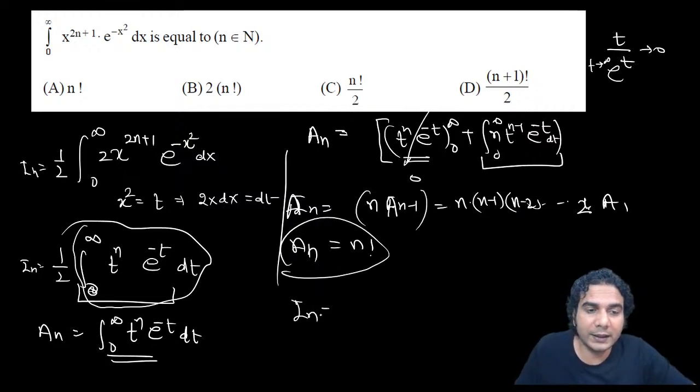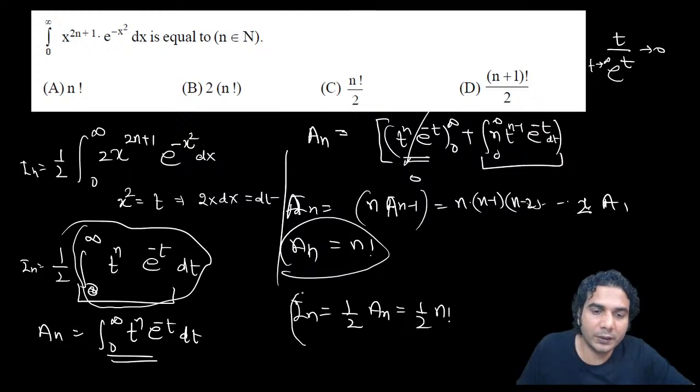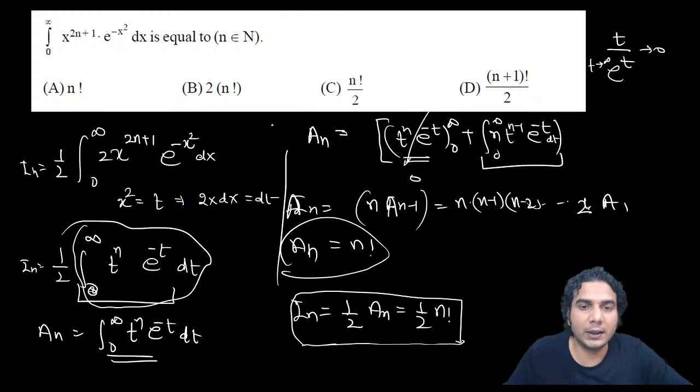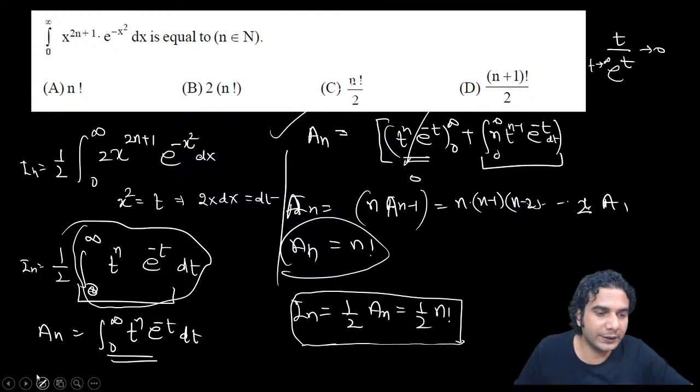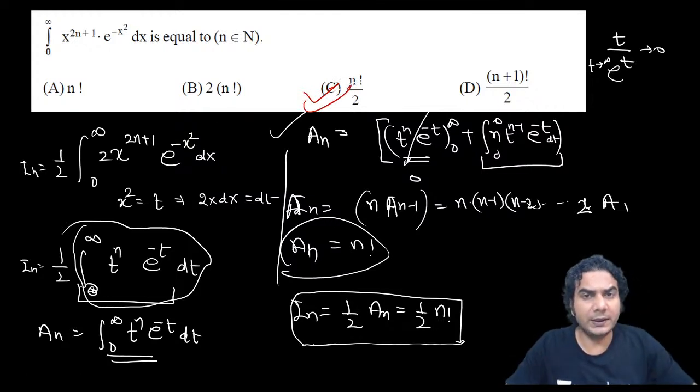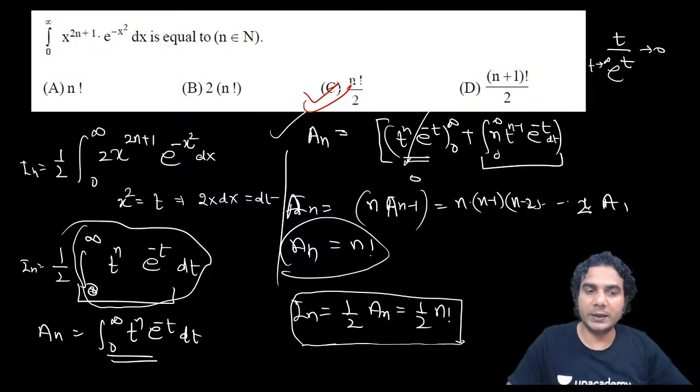Then what is this In? In is nothing but 1 by 2 of An, and that is 1 by 2 of n factorial. That 2 was not recurring. This is the answer. C is the answer. I hope it is clear. So using this way, you can just leave that constant and take the integral t raised to n e raised to minus t as An, and then find An. An is n factorial. We have already done that.